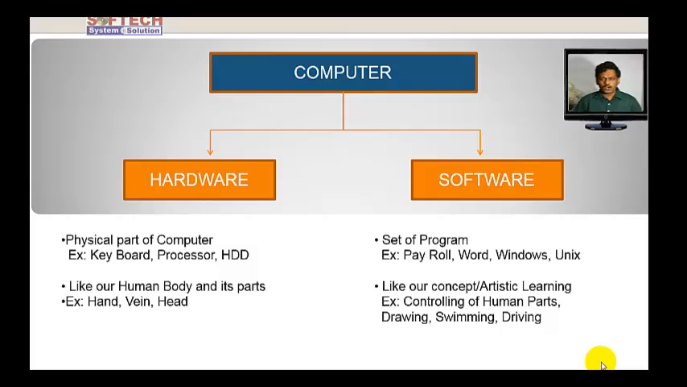We want to control, coordinate and manage these parts by some software. After the software coordinates, controls and manages them, the computer is functioning. Then only we apply that computer to do specific applications like typing, that is, documentation by using MS Word. We can prepare a salary bill by using payroll. So these are all kinds of application software.